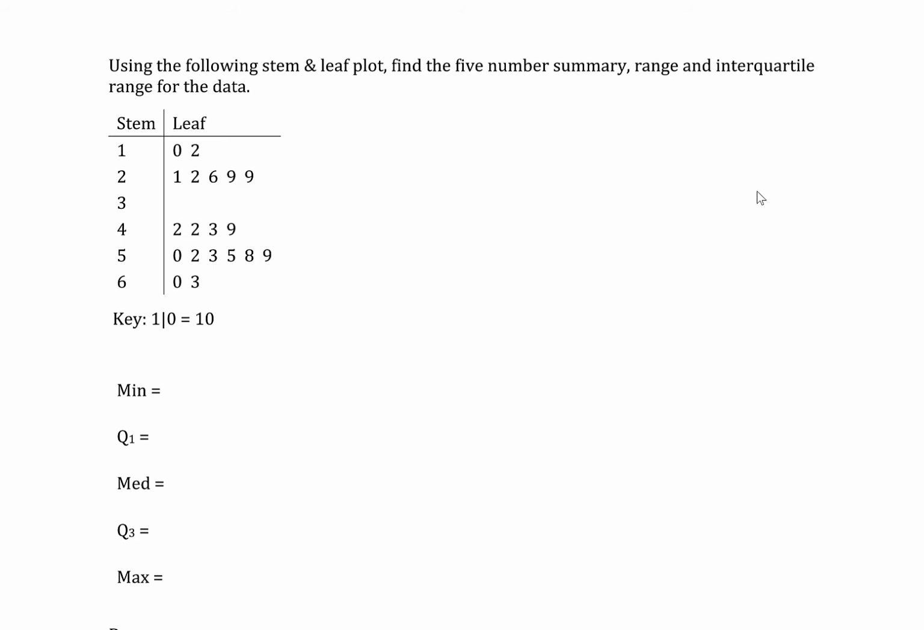the tens place. But this key is given as 1 bar 0 equals 10, so that means the data is the tens place. So the important thing is to be able to recreate the data set in order to work with it. So 1 bar 0 is 10, 1 bar 2 is 12, 2 bar 1 is 21, 22, etc.